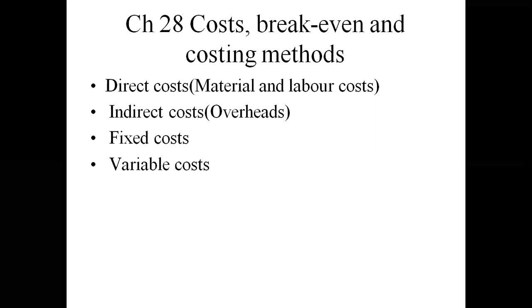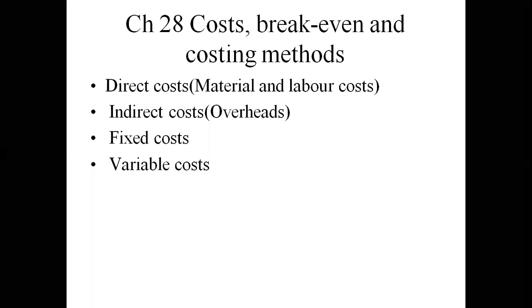Then we have variable cost, again the opposite of fixed cost, a cost which does change with a change in the level of output. If you produce more, you have to pay higher cost. If you produce less, you have to pay lower variable cost. And if there is zero output level, you are not producing anything, then there will be zero variable cost. Do remember.